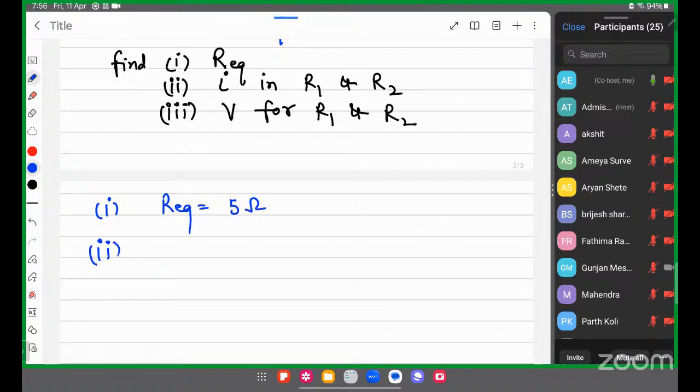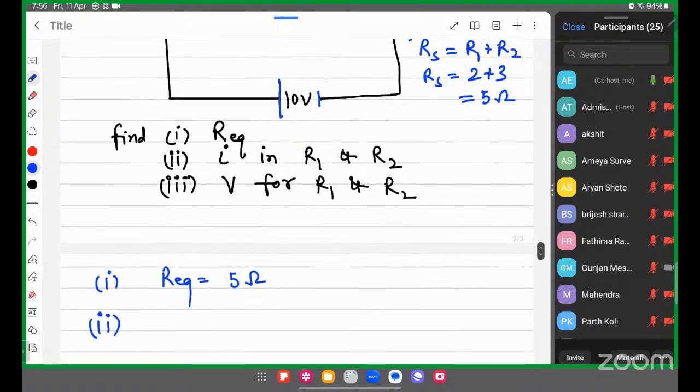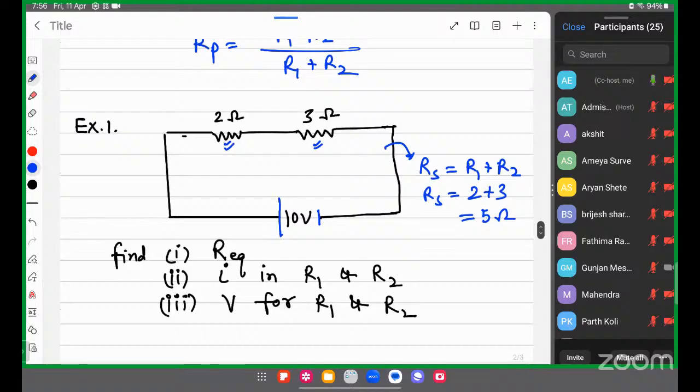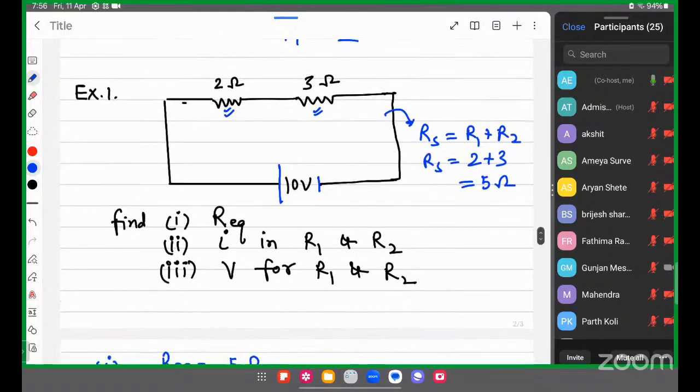Now we can work on the second, in which we have to find out current I in resistor R1 and R2. This is the property of series system. This is the property of resistors in series combination, that there will be the same current throughout the wire. So it implies that the current I in the overall circuit will be the same as current I in the 2 ohm resistor and current I in the 3 ohm resistor.